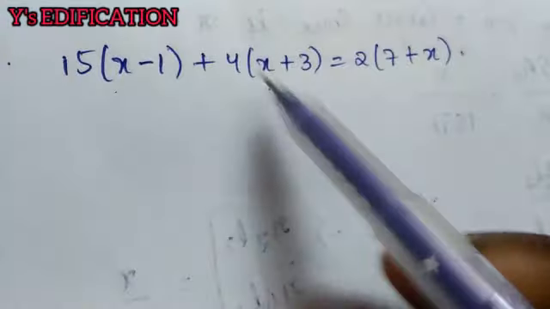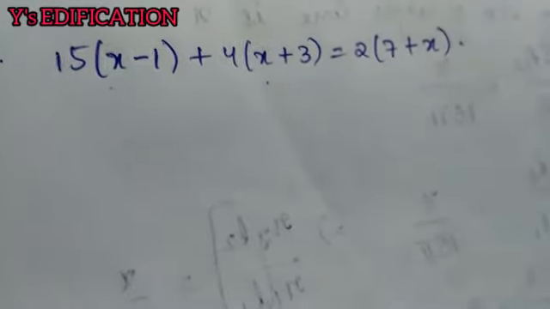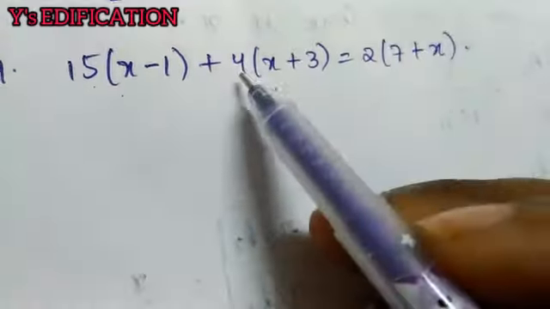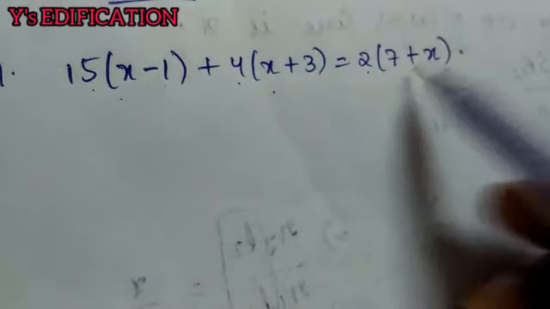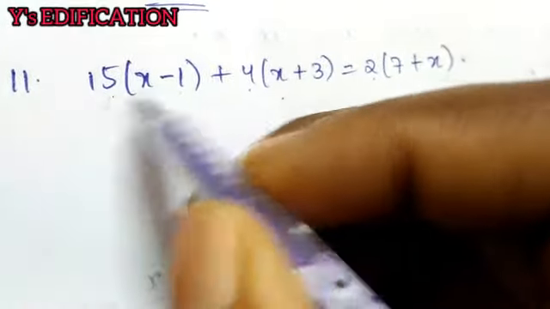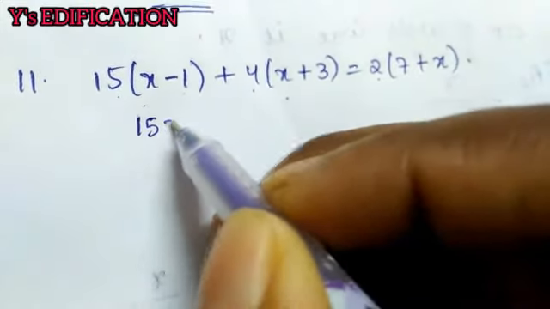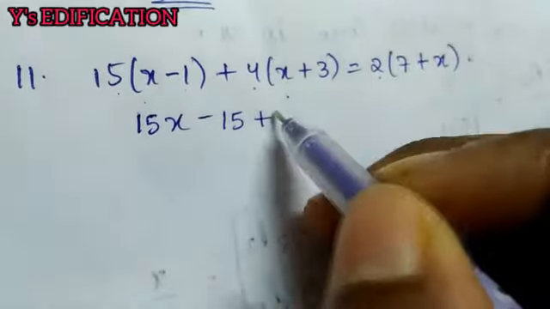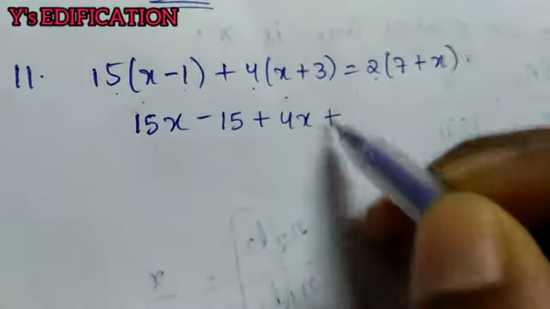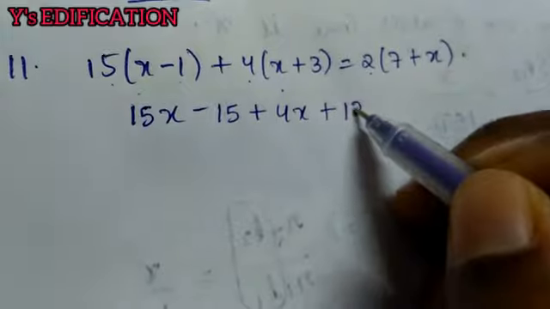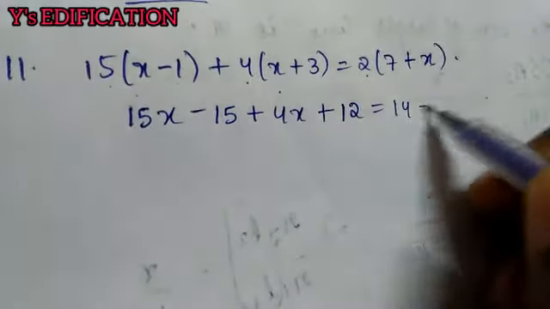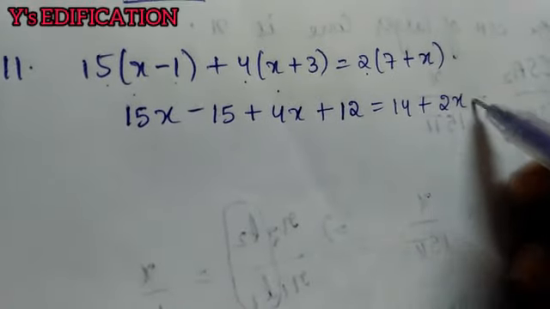Okay. Next one. We have two terms in the LHS side. Okay. So one term on the RHS side. First we have to multiply 15 with x minus 1 and 4 with x plus 3 and 2 with 7 plus x. Okay. 15 into x is 15x, minus 15 into 1 is 15, plus 4 into x is 4x, plus 4 into 3 is 12, is equal to 2 into 7 is 14, plus 2 into x is 2x.